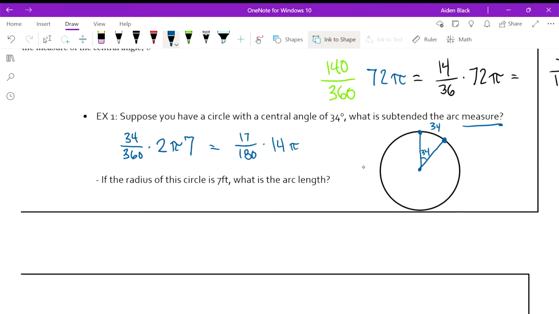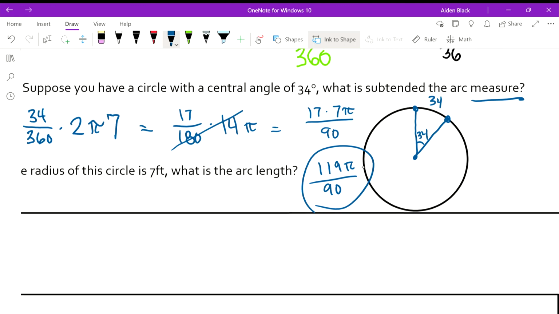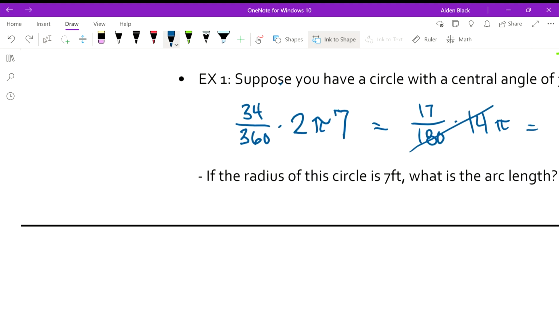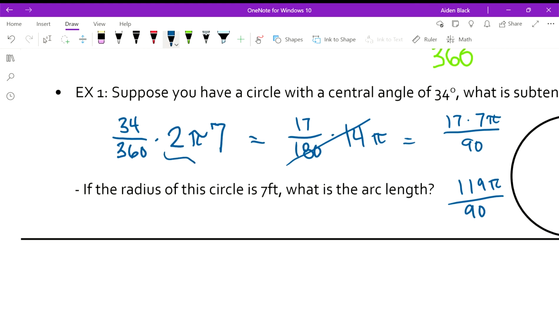I could reduce this a little bit more. Let's see, I could divide 14 and the 180 by 2. I get 17 times 7 pi over 90. And I think that's about as good as it gets. I'll get 17 times 7 is 70 plus 49, so 119 pi over 90. So that's the arc length. Not too bad, right? It's just the arc measure divided by 360 times the circumference.